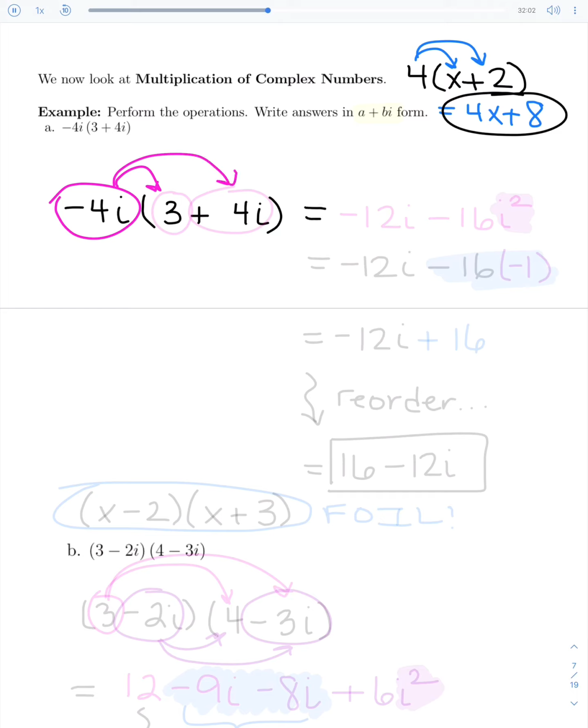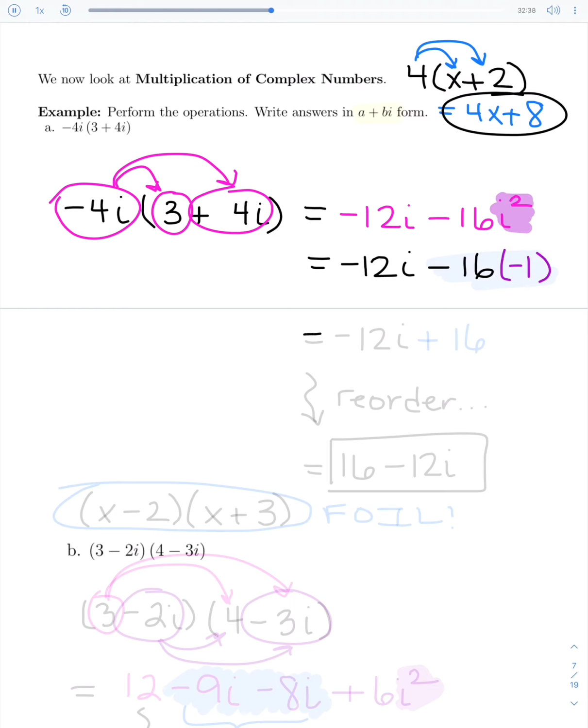So we'll start off by multiplying that negative 4i to the 3 first, which will get me a negative 12i. And then the negative 4i times the positive 4i will give us a negative 16i squared. However, if we were doing x's, we'd be done. But these aren't x's, so there's just a tiny bit here is we have to worry about the i squared. Remember that i squared turns into a negative 1. So I can change that i squared into a negative 1 here. And we can keep going.